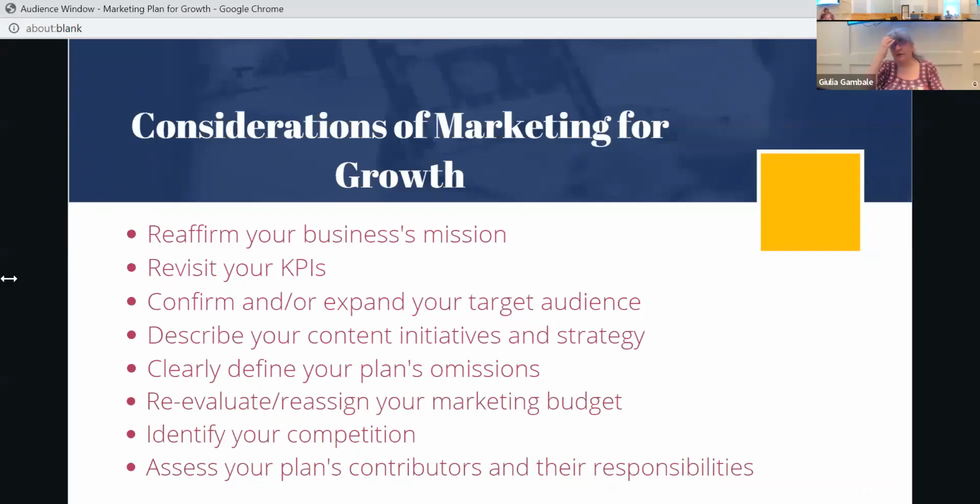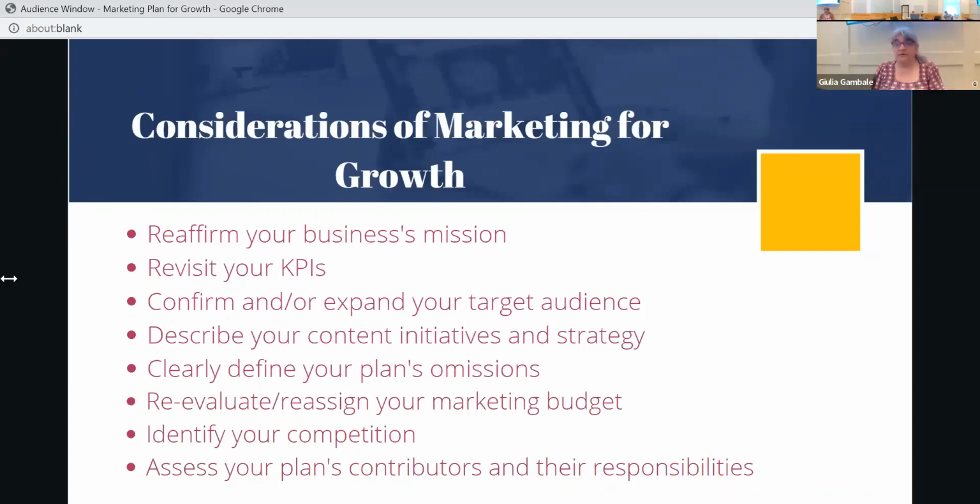Revisiting your KPI, that's another aspect as well. Confirm and/or expand your target audience. This is huge, right? So when we had that Ansoff matrix, there was either you have new products that will still be important, viable, valuable to your target audience, or you want to expand that audience as well.